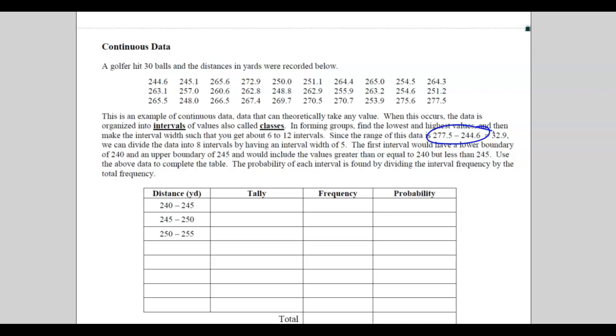So what do we do? Maybe you have a measurement that's 245. The first interval would have a lower boundary of 240, an upper boundary of 245, and would include the values greater than or equal to 240, but just less than 245. So this one is not going to include 245, and this is not going to include 250. If you have those values, you put them in the next one. So that's what happens if you want to split it up like this. So spend a minute or two, go through and tally up, find the frequency, and continue your intervals here.